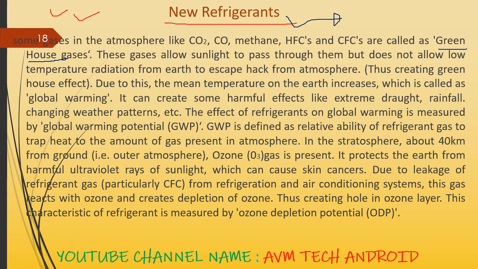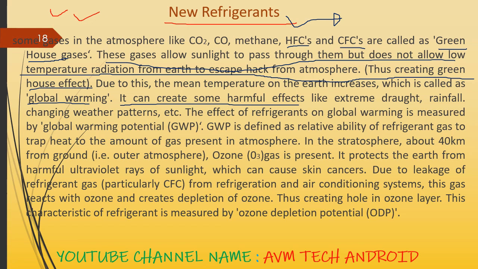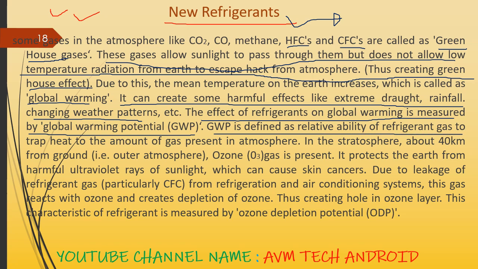The same thing is mentioned here, because when we are going with HFC or CFC, it contains chlorofluorocarbon, and these gases allow the sunlight to pass through them but do not allow low temperature radiation from the earth to escape from the atmosphere, and that is creating a greenhouse effect. It will cause global warming and also create harmful effects like extreme drought, rainfall, or changing weather patterns. We are very much aware of this change in the weather pattern. The effect of refrigerant on global warming is measured by global warming potential, GWP, and GWP is defined as the relative ability of a refrigerant gas to trap heat compared to the amount of gas present in the atmosphere.